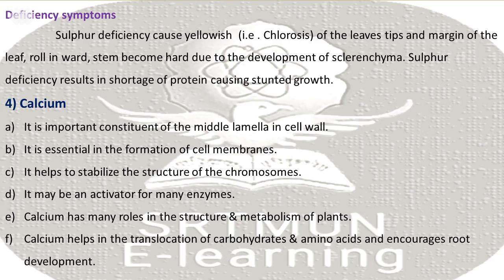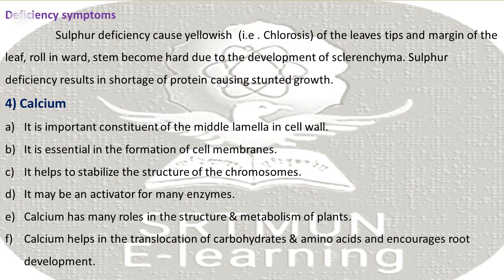Now, symptoms. Sulfur deficiency causes yellowing, that is chlorosis, of the leaves. Tips and margins of the leaf roll inward. Stem becomes hard due to the development of sclerenchyma. Sulfur deficiency results in shortage of protein, causing stunted growth.